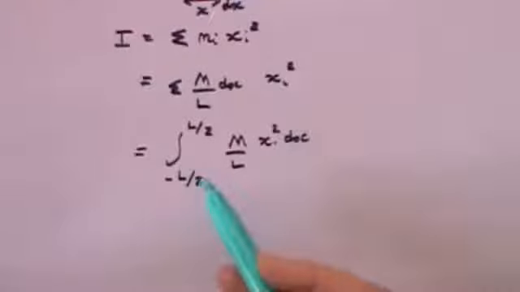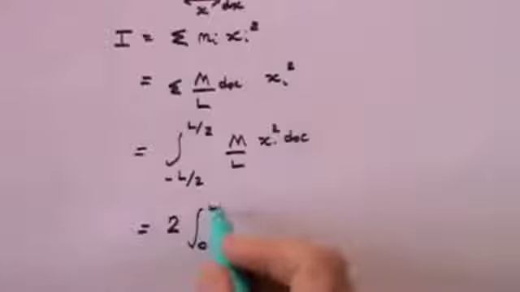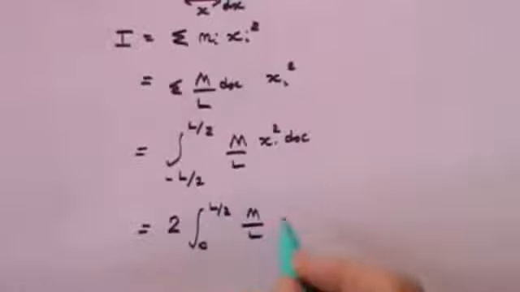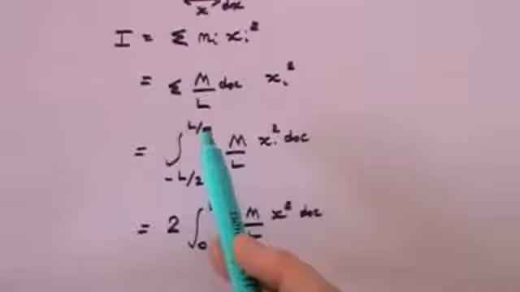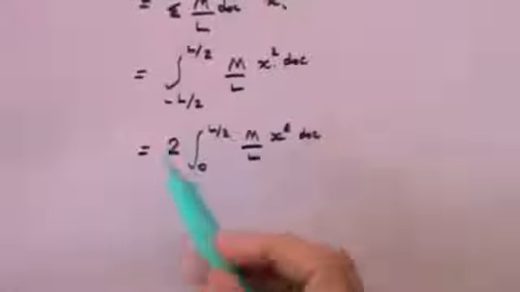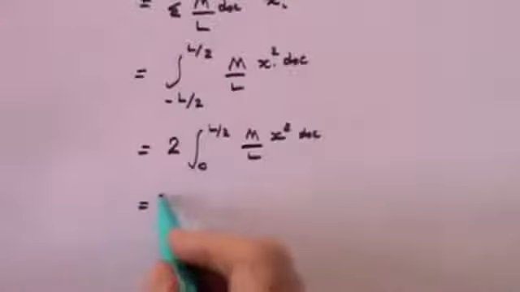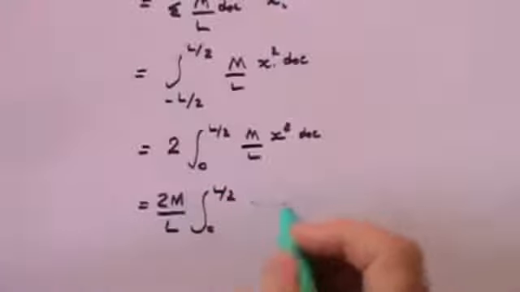Well, where you're going from minus L over 2 to L over 2, you might as well just go twice from halfway. So that's twice the integral from 0 to L over 2 of m over L x squared dx. All I did was to say this is from minus L over 2 to plus L over 2, so if we go from 0 to L over 2 and multiply by 2, we'll get the same result. Once again, I can take the m over L outside because those are constant. So now we get 2m over L times the integral from 0 to L over 2 of x squared dx.